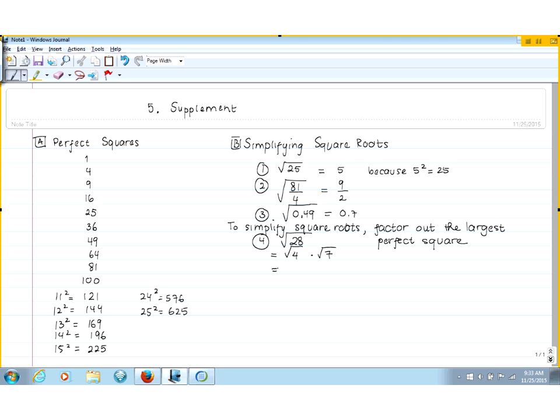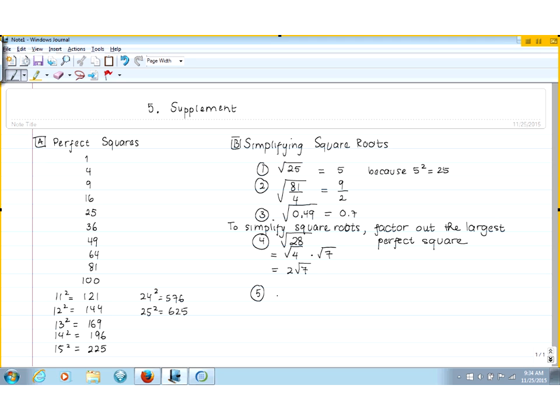What is the square root of 4? 2. So this is 2 square root of 7. Square root of 4 comes out because it is 2. But what about the square root of 7? There's nothing we can do because 7 is not a perfect square. So it has to stay inside the square root.